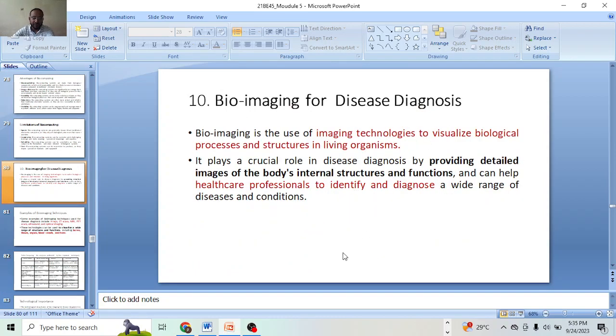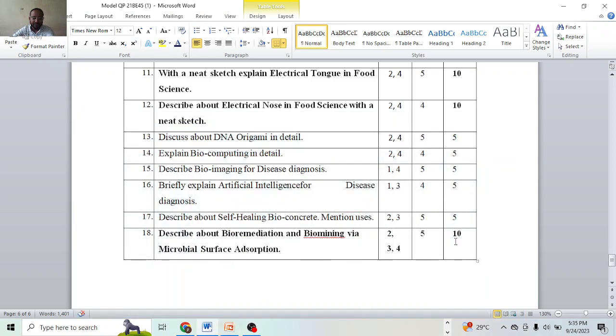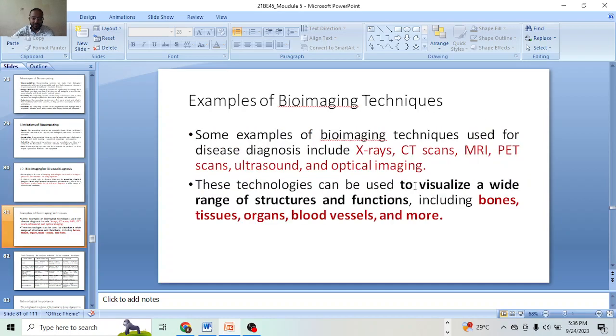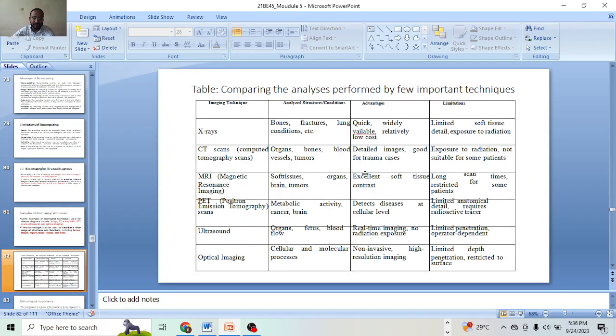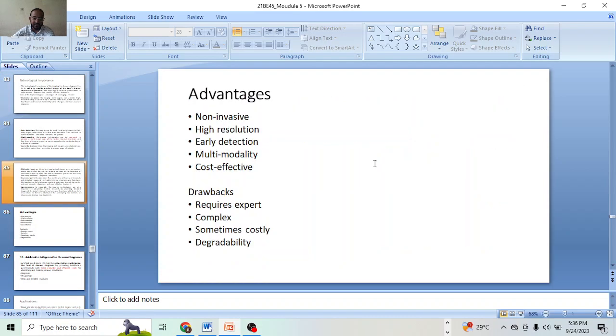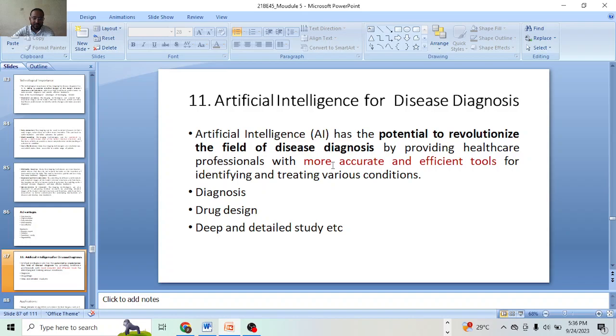Next, bioimaging for disease diagnosis, again 5 marks. Don't waste much time on the introduction; 1 mark is enough. Example 1 mark. Comparison 2 marks, total 4. Technological importance, that is 1 mark. Advantages, disadvantages you can skip.